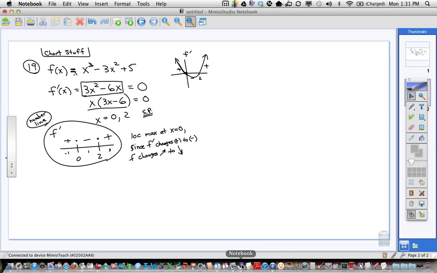Okay? Now, when it's increasing, you don't have to say because f prime is positive. Usually that's not a big deal. On local max, local min, I want you to justify that. Okay, very quickly. It didn't ask for it, but I want to do this.